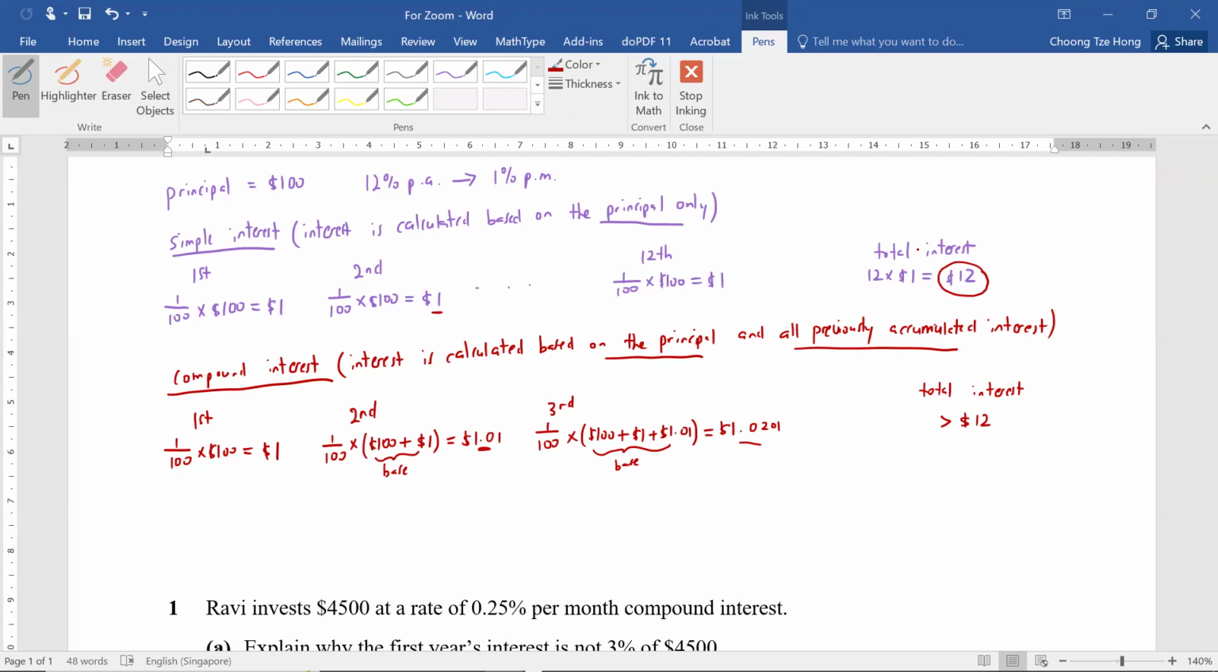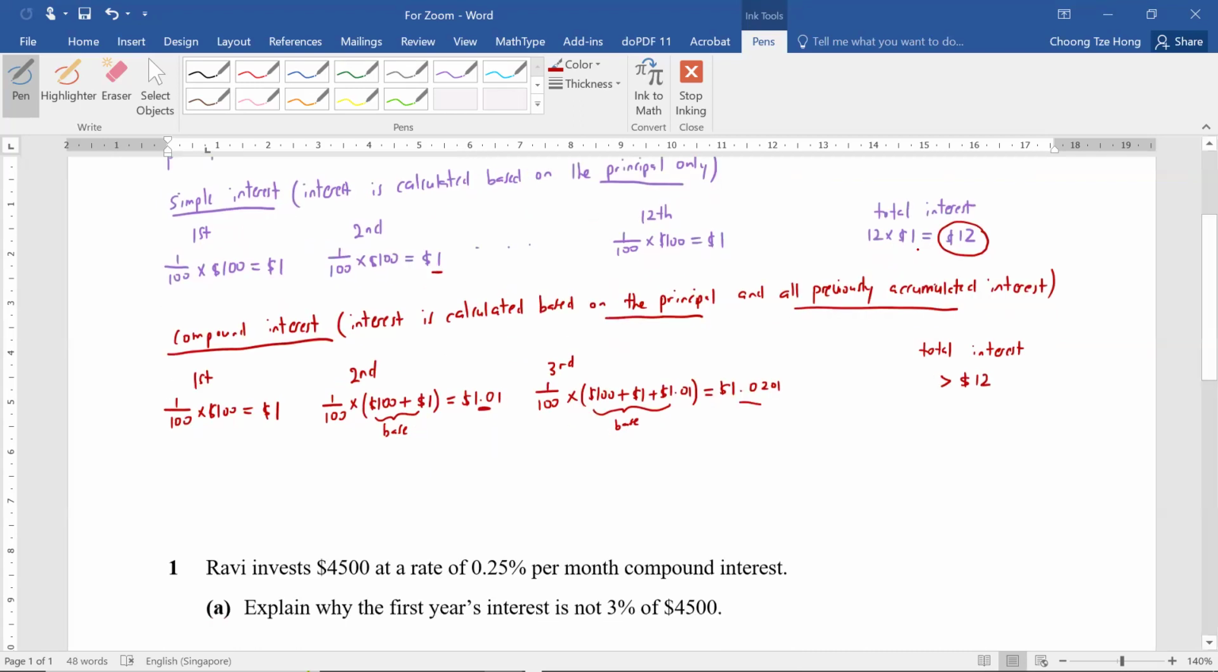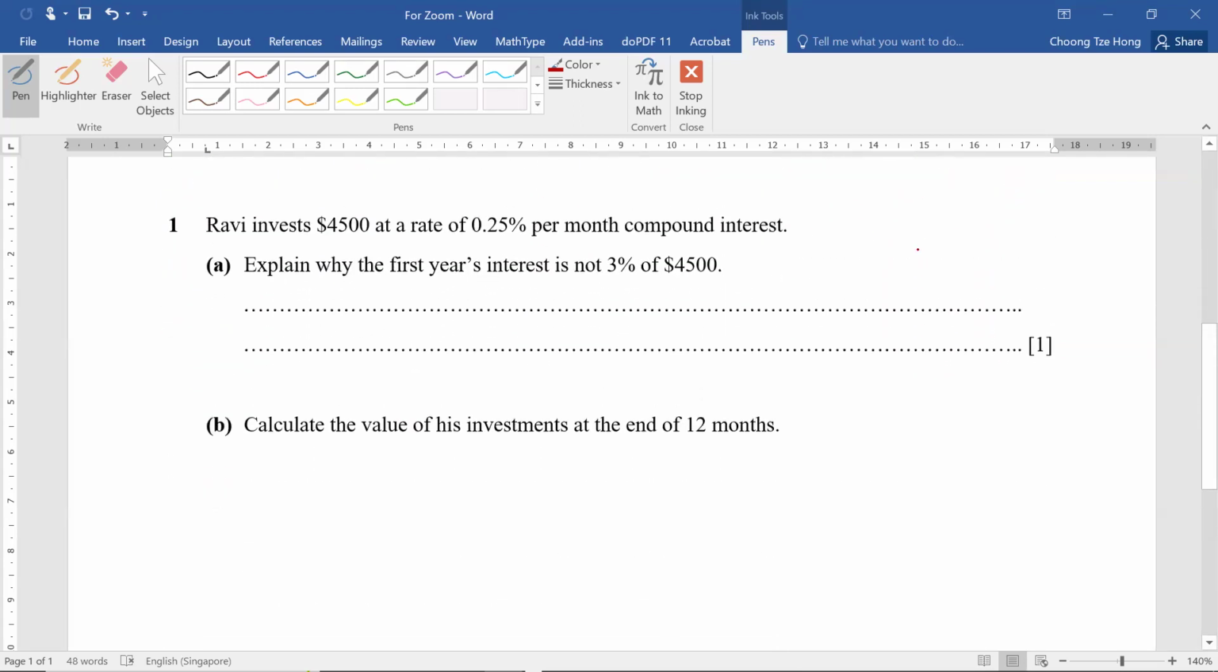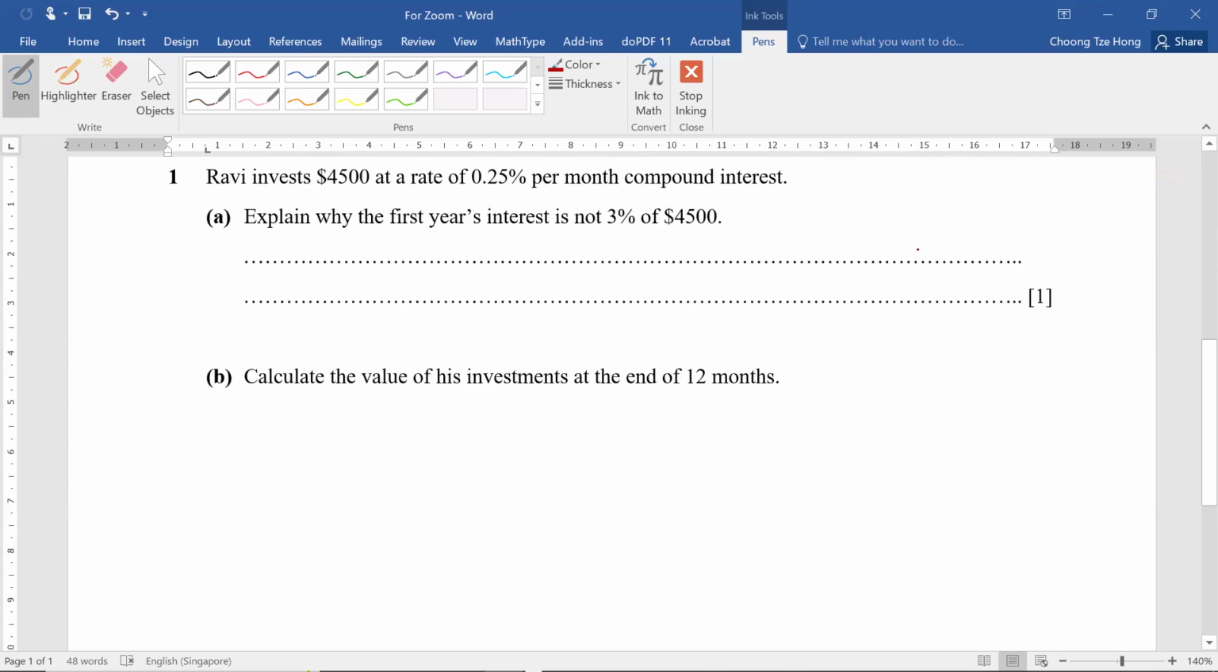Now having this piece of knowledge, let's take a look at the O-Level question. The O-Level question states that there's this person called Ravi. He invests $4,500 at a rate of 0.25% per month compound interest. Explain why the first year interest is not 3% of 4,500. If they say 3% of 4,500, they are implying that it's simple interest. If you do the calculation, you can actually write it by the side.